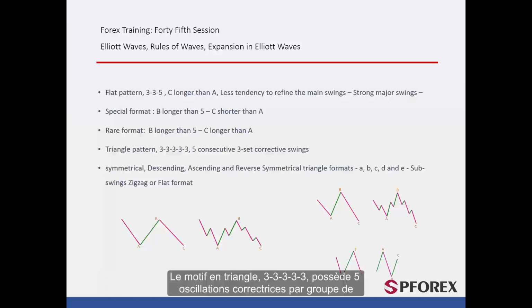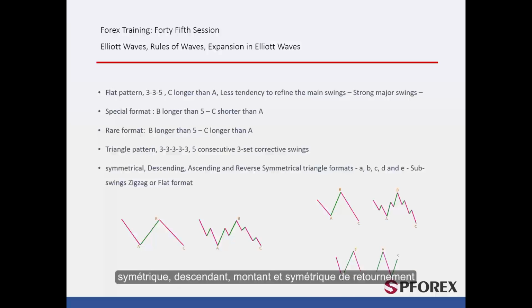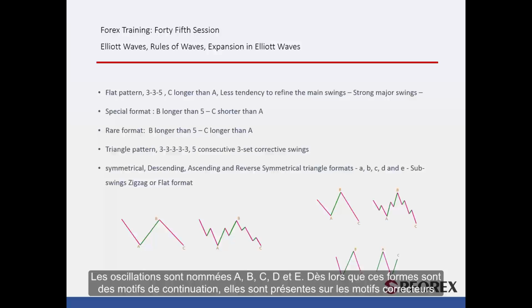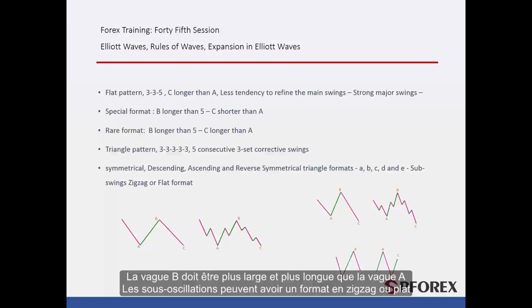Triangle pattern 3-3-3-3-3 has 5 consecutive 3-set corrective swings. That subswing may not have a corrective pattern. Just like a triangle pattern, the consecutive waves and swings form symmetrical, descending, ascending, and reversal symmetrical triangle formats. Swings are named A, B, C, D, and E. Since these forms are continual patterns, they are present on corrective patterns. Wave B must be larger and longer than wave A. Subswings can have zigzag or flat format.